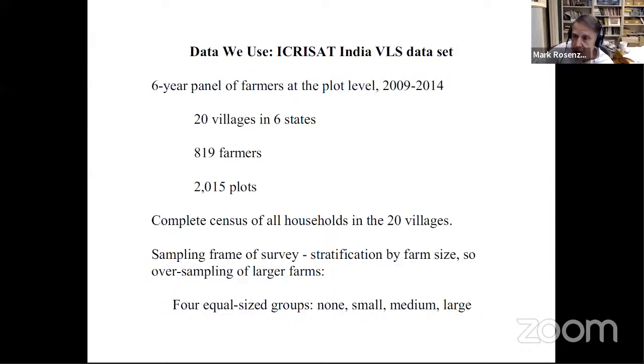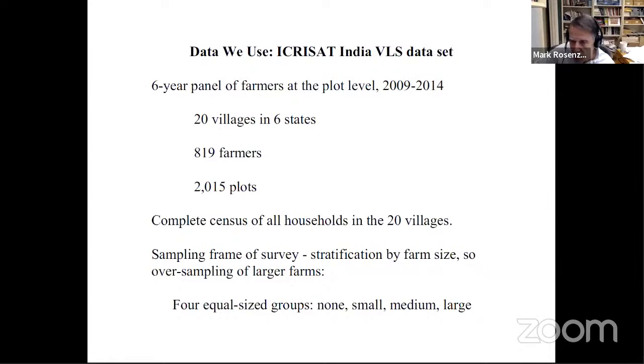The censuses, the farm surveys in all other countries are meant to be representative of farms, okay? This, by stratifying by farm size, ends up oversampling large farms. They, in fact, pick 4 equal-sized groups. They divide into households that have no land, small farms, medium farms, and large farms.